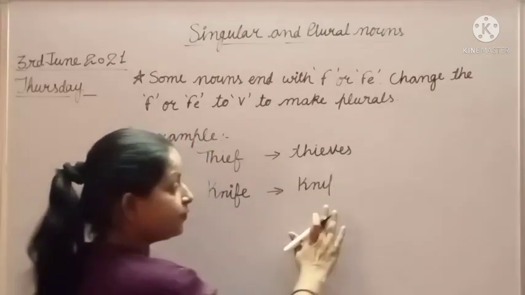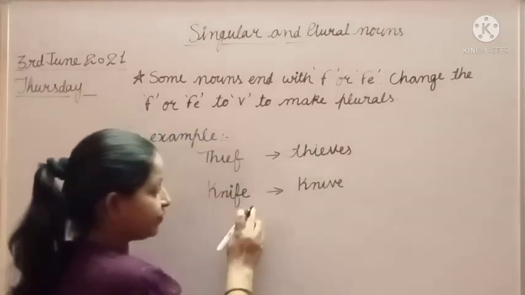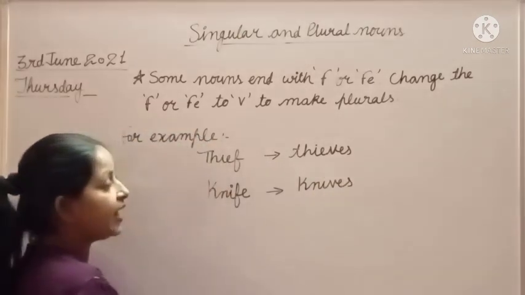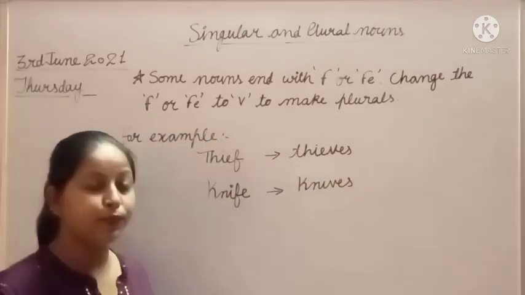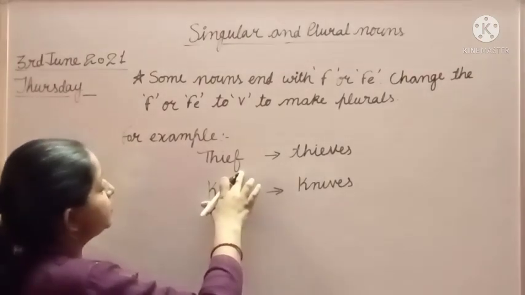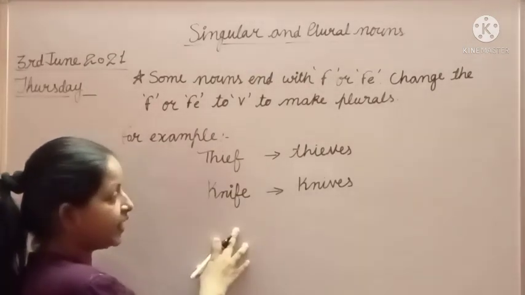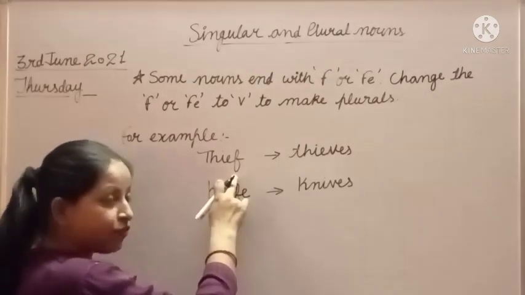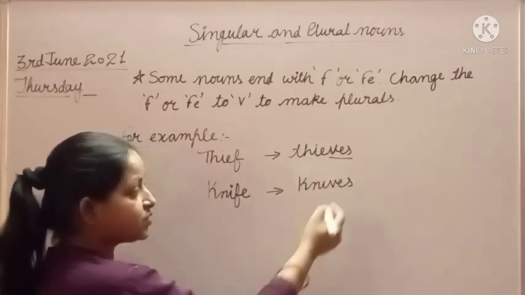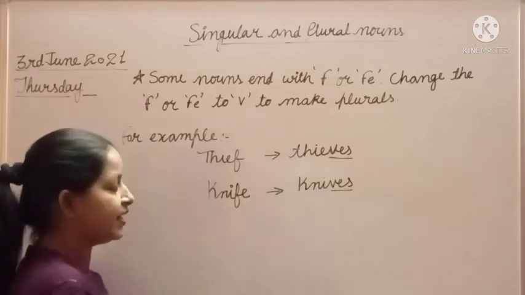K-N-I-F. No. We will add v to make the plural instead of f-e. Knives. When we make the plural of thief and knife, we add v instead of f and add es: ves. We have to add ves to make plurals of thief and knife.